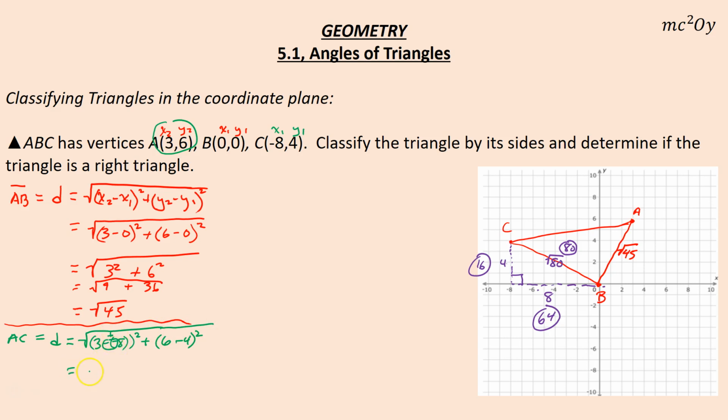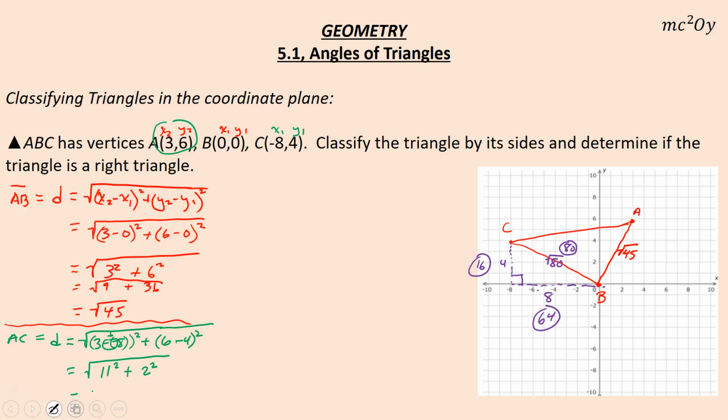So 3 plus 8 is 11, so I have the square root of 11 squared plus 6 minus 4 is 2, so 2 squared. I end up with the square root of 121 plus 4, which is 125. So this length is root 125. Obviously, it is not root 80 or root 45. So those sides are not congruent. Therefore, this triangle is a scalene triangle when we're classifying triangles by sides.